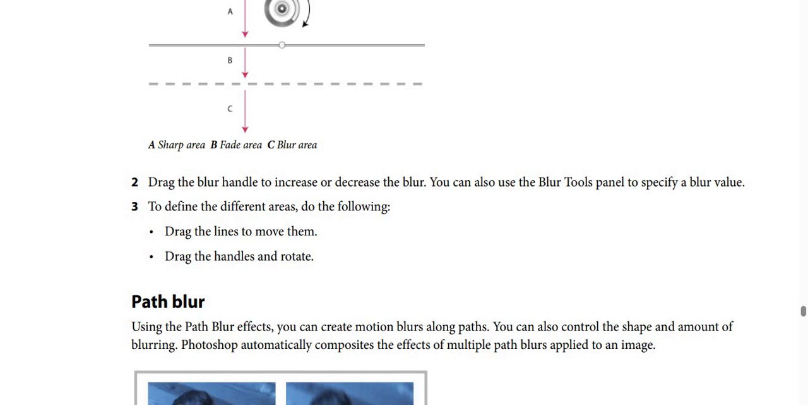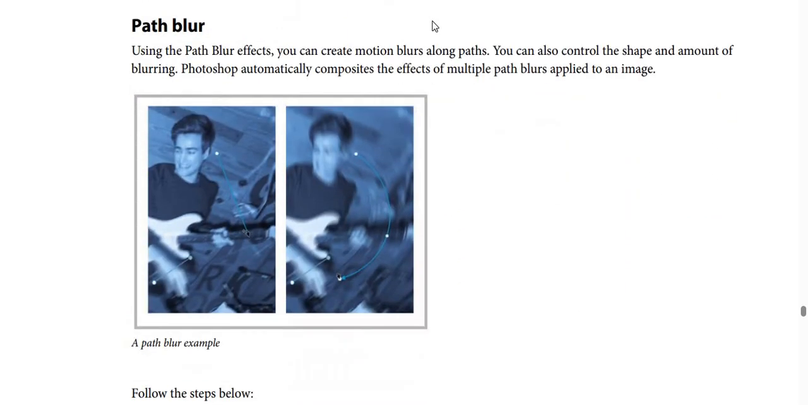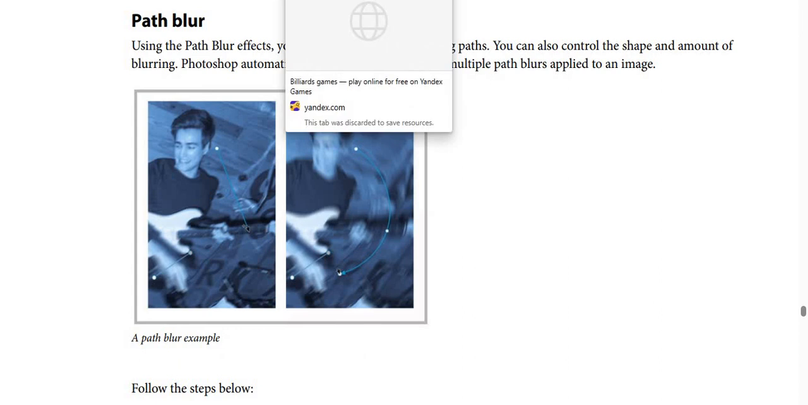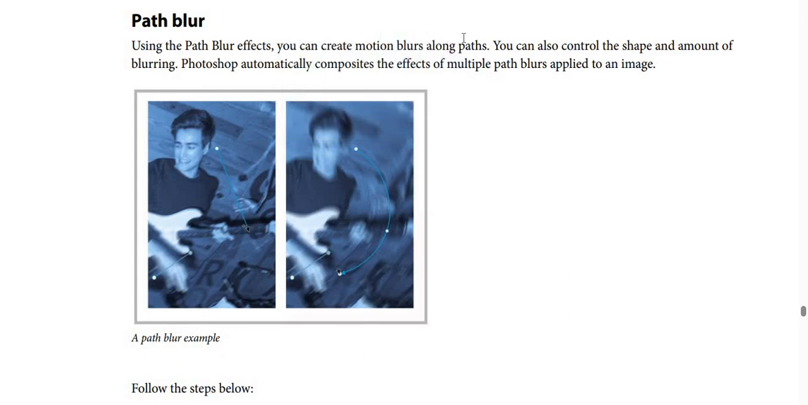And what about path blur? Path blur means you can use the path blur effects, and also you can create motion blurs along paths, and control the shape and amount of blurring. And by the way, Photoshop automatically composites the effects of multiple path blurs applied to an image. Like the next image now, the next screenshot explains a path blur example.